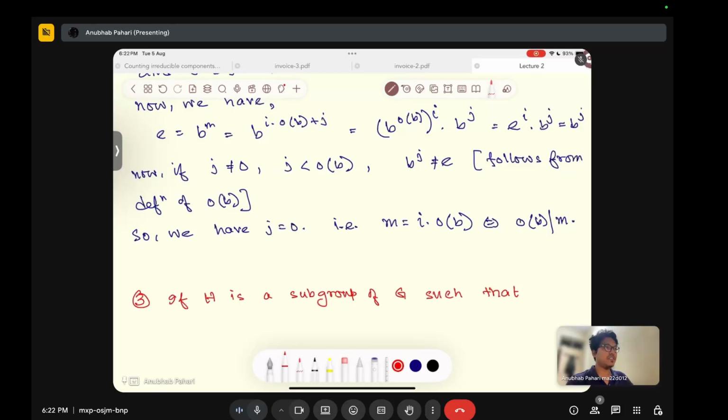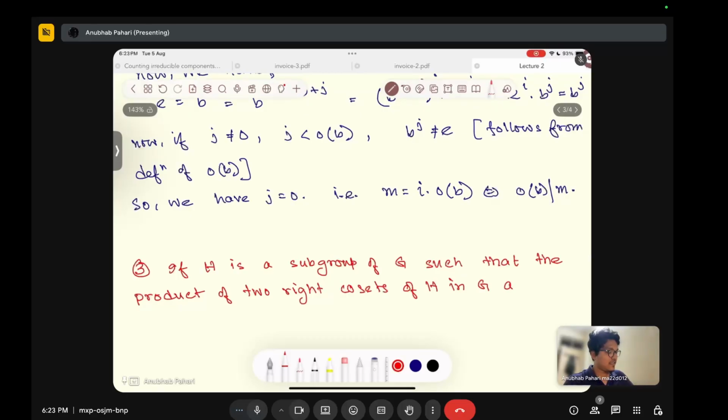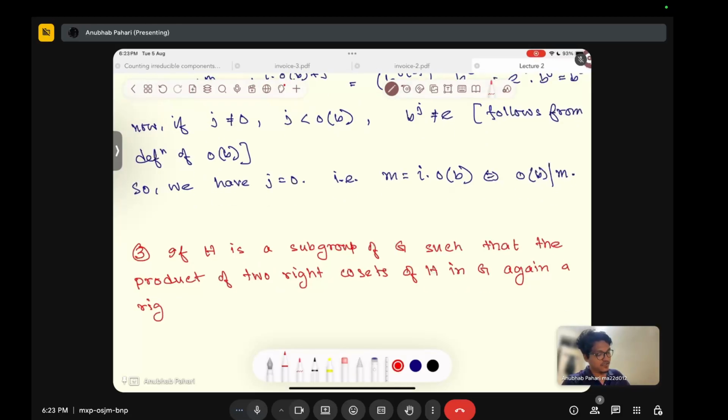Okay, if H is a subgroup of G such that the product of two right cosets of H in G is again a right coset of H in G, prove that H is normal in G.